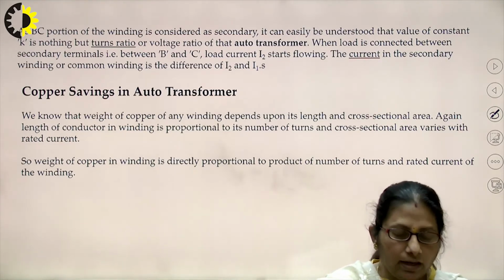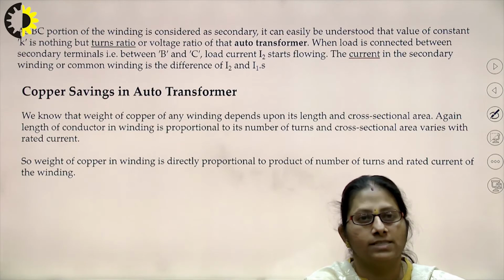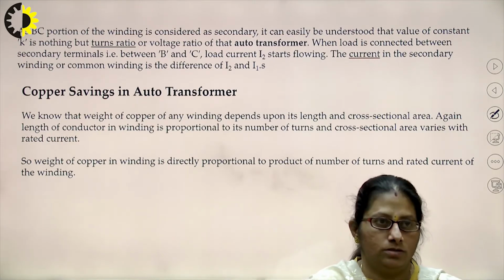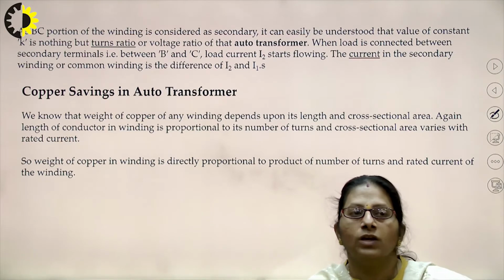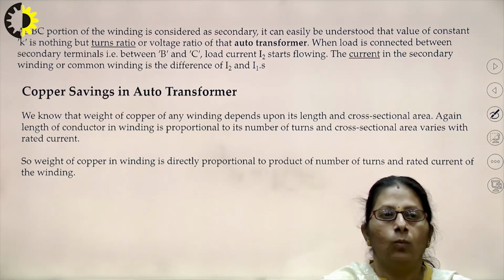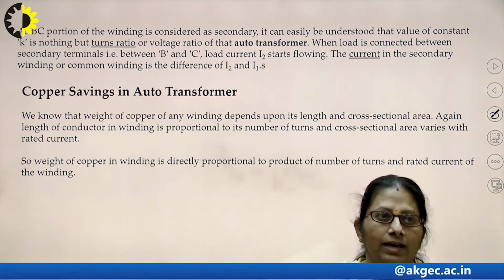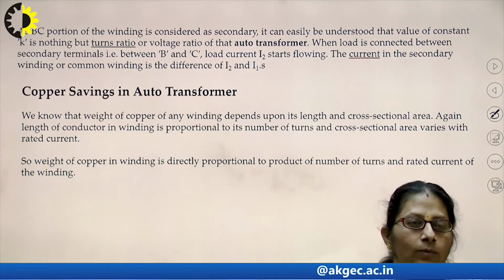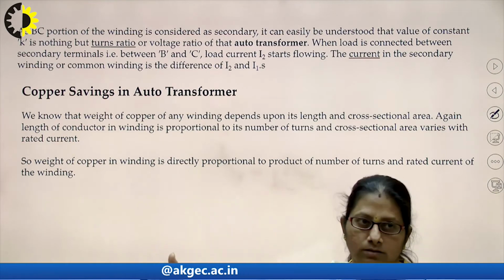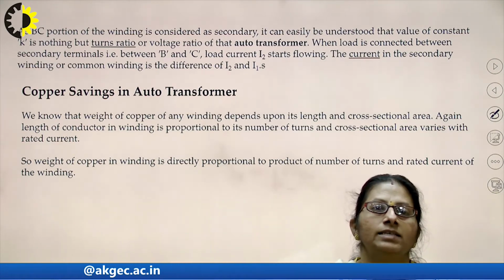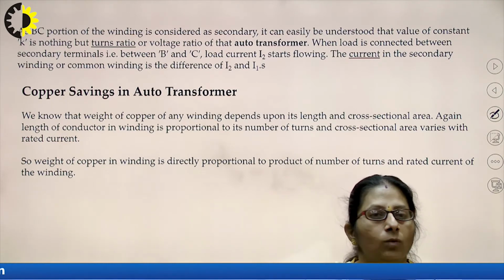Now, the very important advantage of using an auto transformer is that instead of 2 windings we are using just a single one, so obviously we are saving copper, right. We are going to derive how much copper we are saving in an auto transformer compared to a 2-winding transformer. As we know, the weight of the copper in the winding depends upon its length and cross sectional area, right. The length of the conductor in the winding is proportional to the number of turns, and the cross sectional area varies according to the current, right. So the weight of copper in a winding is directly proportional to the number of turns and the rated current of that particular winding.